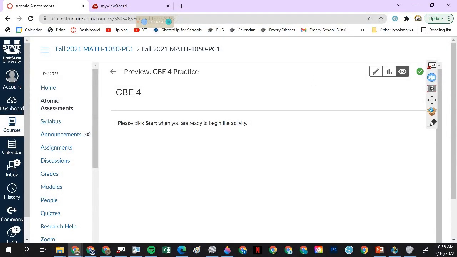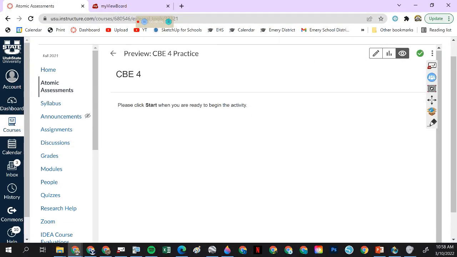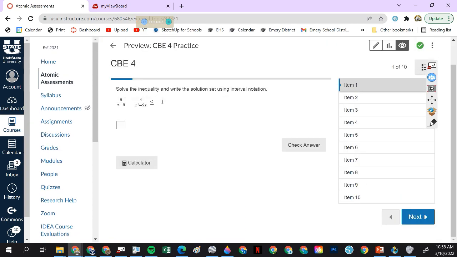Okay, we are on CBE 4. Okay, this did not show up in the book. This is a rational inequality. So we're going to treat it like a rational expression, and then we're going to have to do something a little strange to find the answer. So basically, we want to know, when does this value come out to be less than or equal to -1?